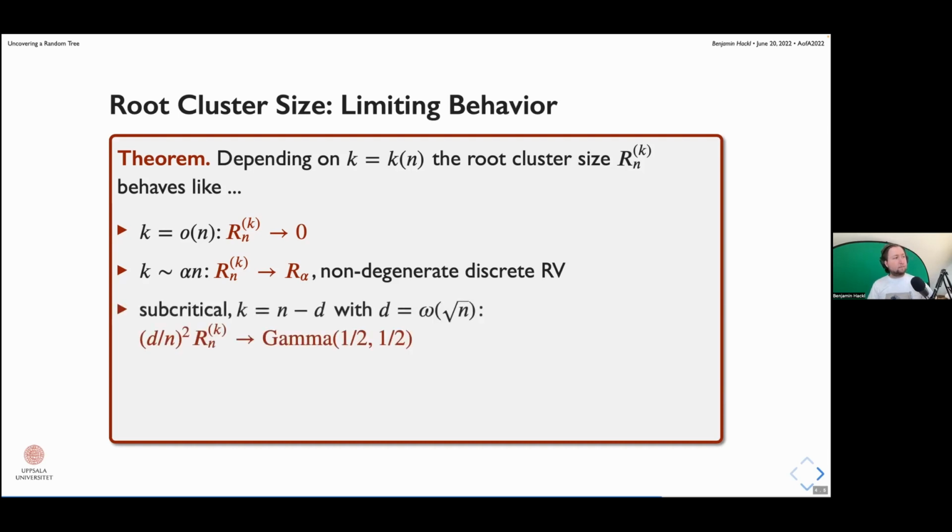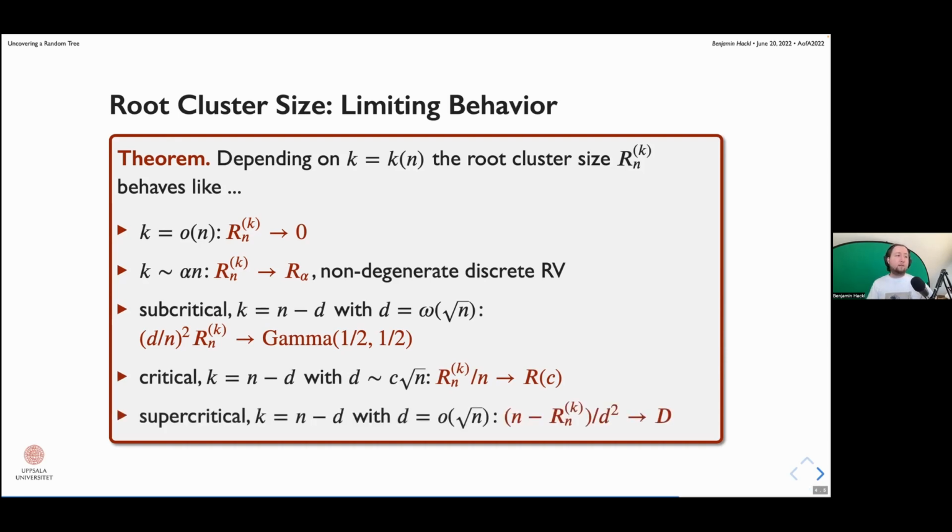That's the limit. If it's subcritical, so more than root n uncovered vertices, then the rescaled cluster size converges to a gamma distribution. In the critical region, it converges after rescaling by n to a continuous random variable, depending on the constant c of the order of magnitude. And finally, in the supercritical case, again after rescaling, we again have a continuous limiting distribution for the root cluster size.